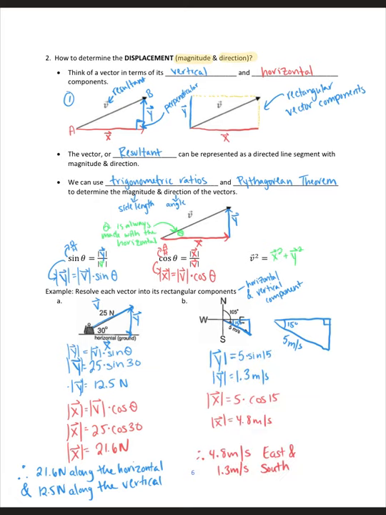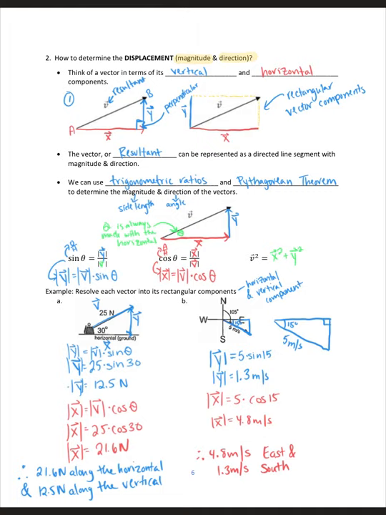There's the solutions for that example. So again, we just found our vertical by taking our resultant vector and multiplying it by the sine of theta. You get 1.3 meters per second. And then for our horizontal component, we're going to take the resultant vector and multiply it by the cosine of theta. You get 4.8 meters per second.